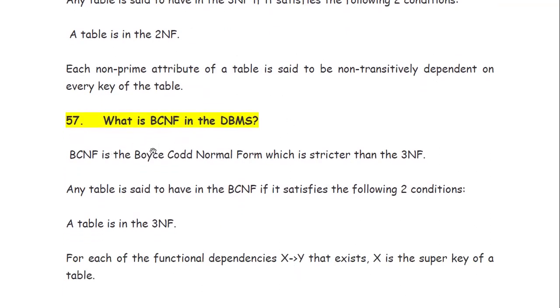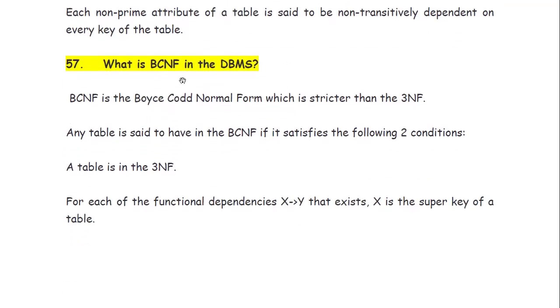Then what is BCNF in DBMS? BCNF, Boyce-Codd normal form. This is a stricter version of the third normal form. A table is said to be in BCNF if, first, it is already in the third normal form, and then for any functional dependency X implies Y, X should be a super key of the table.